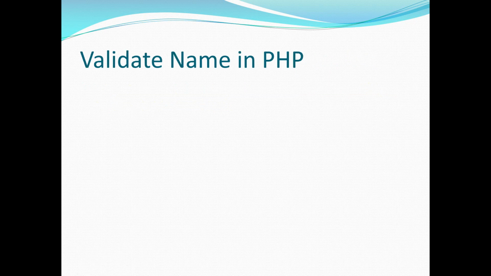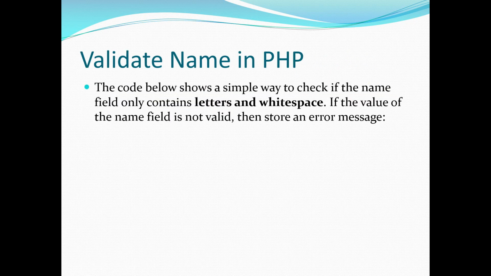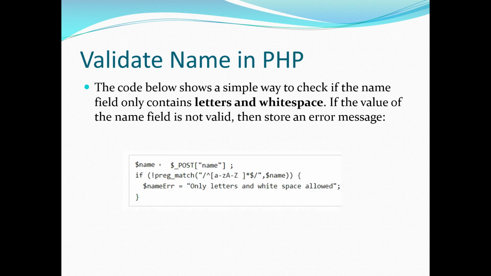Validate name in PHP. The code below shows a simple way to check if the name field only contains letters and white spaces. If the value of the name field is not valid, then store an error message. For example, I store what the user entered in the name field through POST into the name variable, and inside the if I call preg_match with the not equal sign. This is the starting and this is the ending, and between the forward slashes is the pattern.